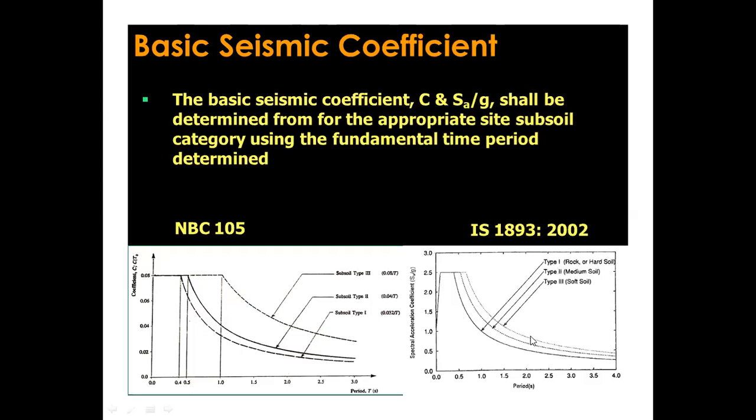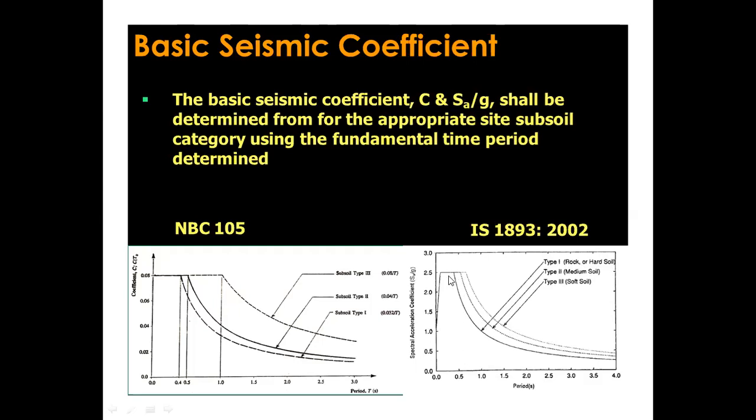First inner curve is type 1, which is rock and hard soil. The second curve is type 2 medium soil, and third is for type 3 soft soil. So if here we are given a 0.5 fundamental natural period, and here type 1 rock and hard soil is given, so here we consider where the intersection point is.